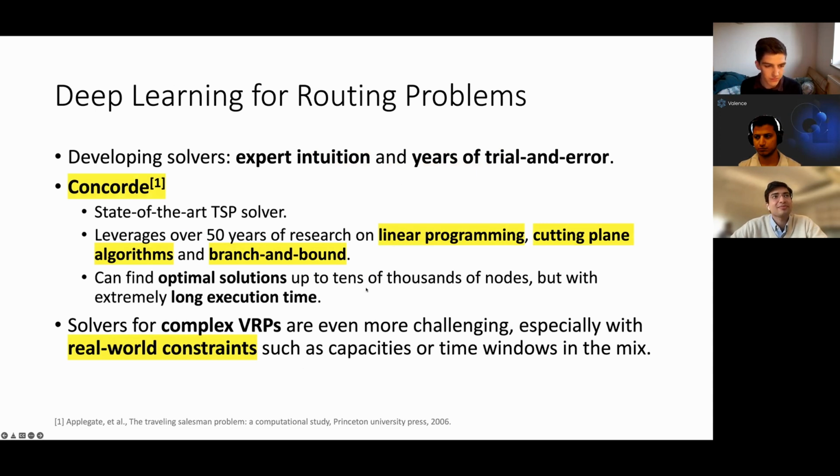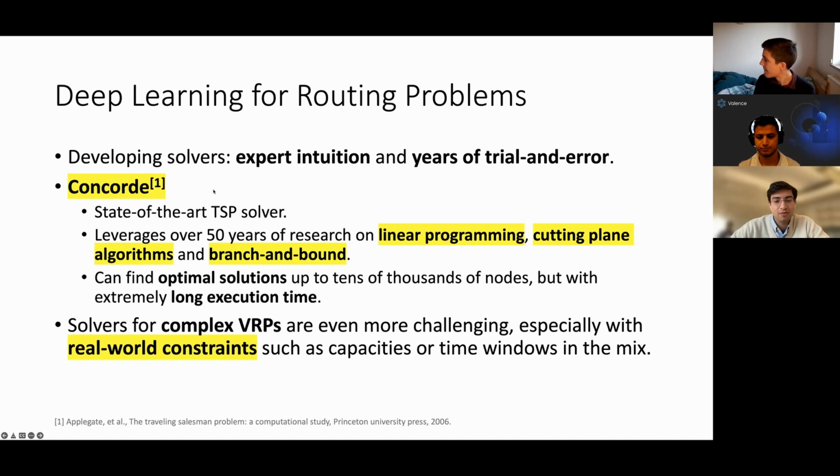Now, how do we solve these routing problems? Well, we develop certain solvers. The whole field of combinatorial optimization is about developing solvers for these routing problems. And the challenge there is that it takes a lot of expert intuition and a lot of trial and error to come up with a solver for a certain problem. So Concorde, for example, is a solver for specifically the TSP. It can't solve other routing problems, but it solves the TSP really well.